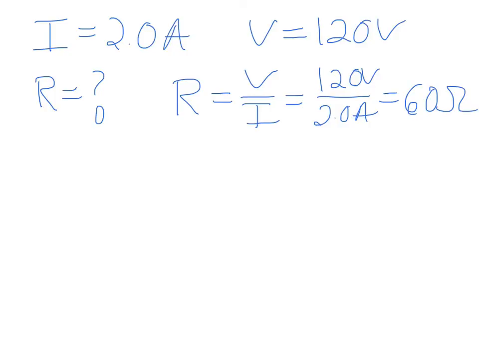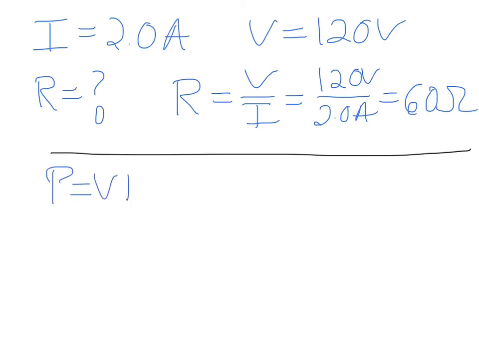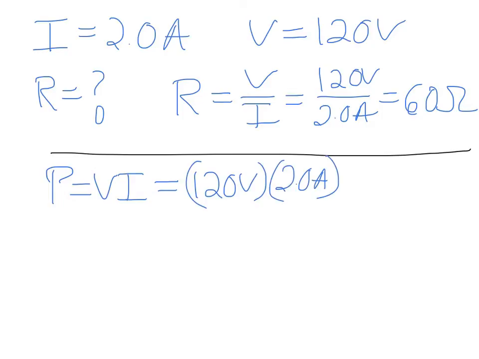Second question is, what is the power rating of the TV? So power is V times I. So the power is 120 volts. I'm sorry, the potential difference is 120 volts. Current was 2 amps. So that gives me a power rating of 240 watts.